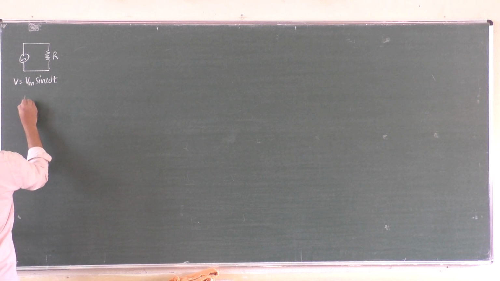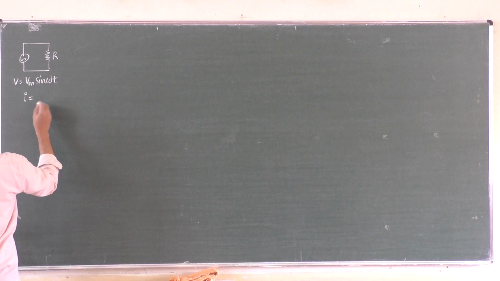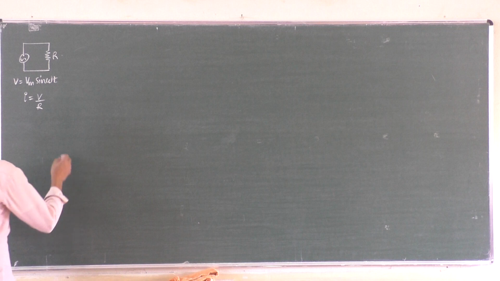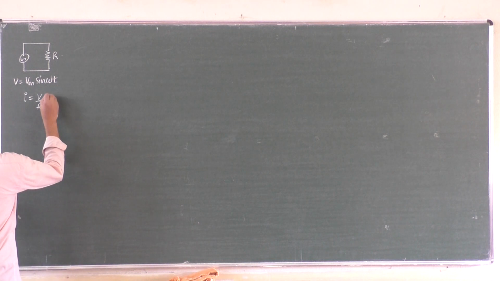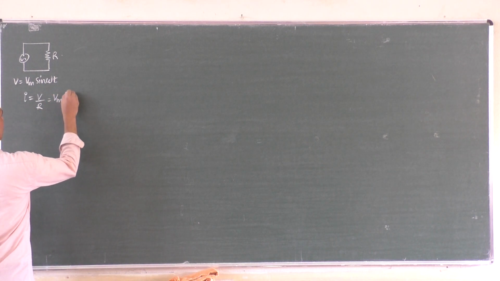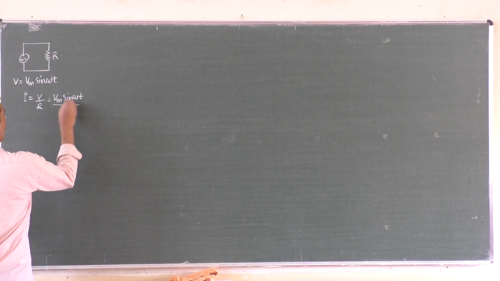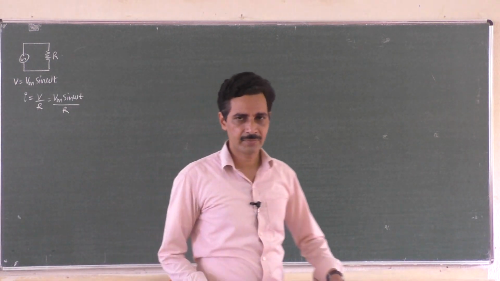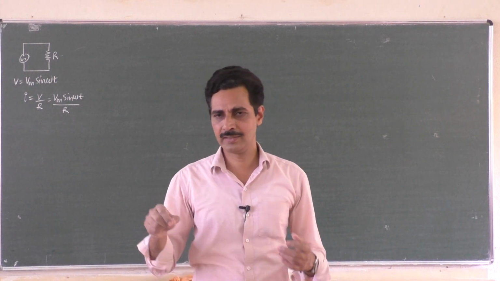And you know that if you want to get current, I is equal to V by R, simply Ohm's law. I is equal to V by R, V is Vm sin omega t by R. Of course, take a paper and start writing this. Bring a piece of paper or any book, scribble it as I write it.